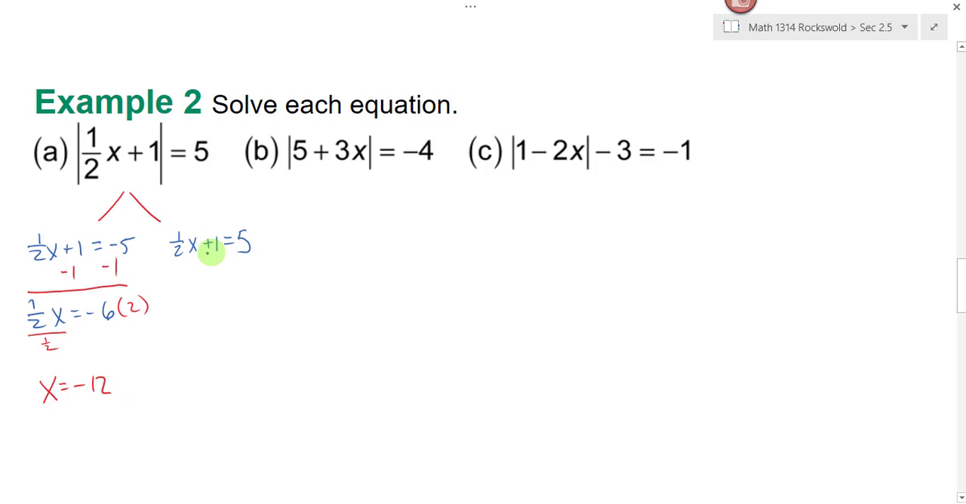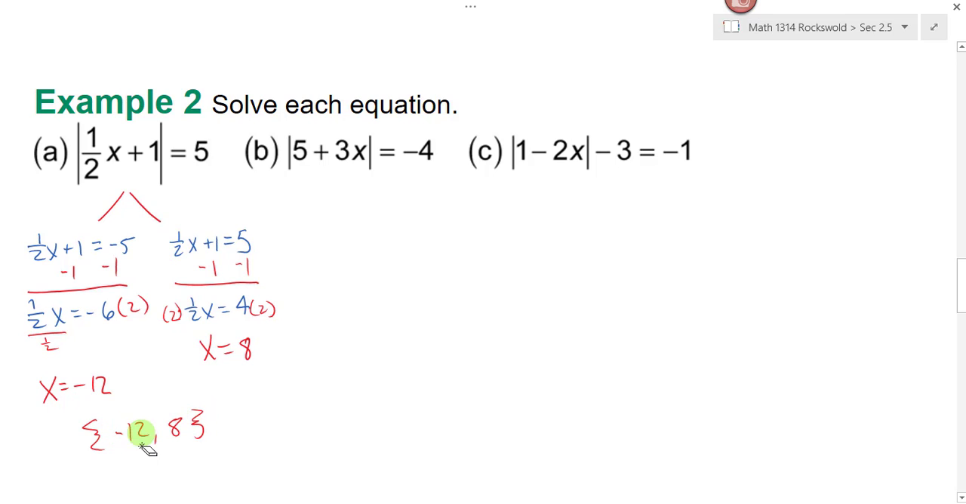Then we're going to solve the equation on the right. We'd still subtract 1 from both sides, and that gives us 1/2 x equals 4. To get the x by itself, I would multiply both sides by 2, and that gives us x is equal to 8. So my two answers here would be -12 and 8.